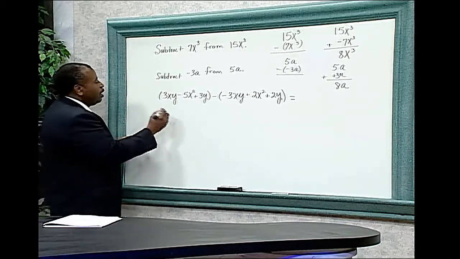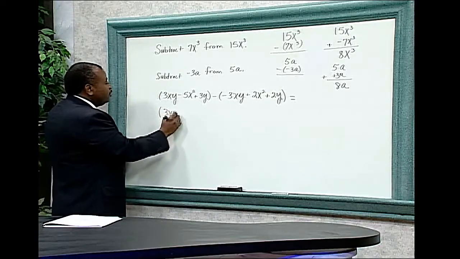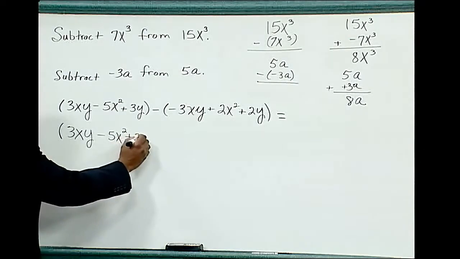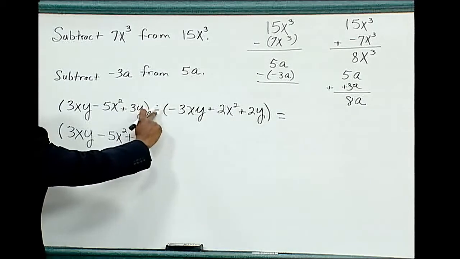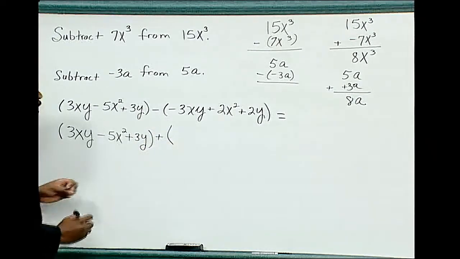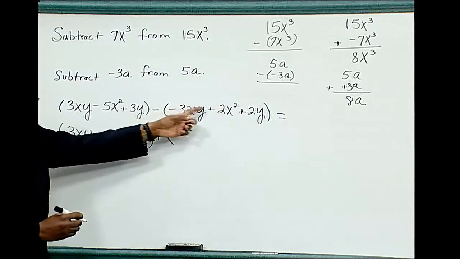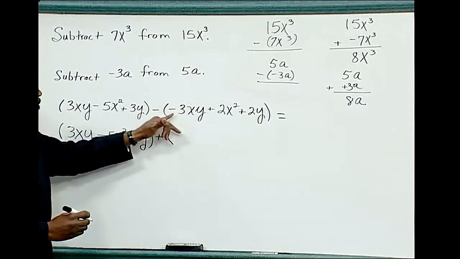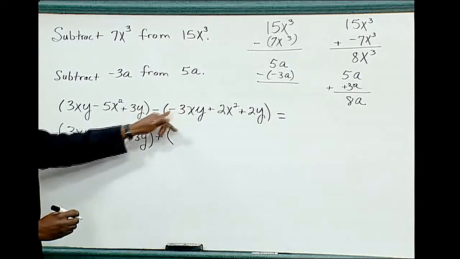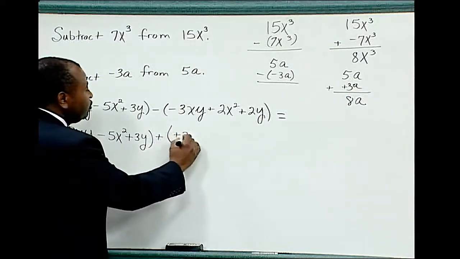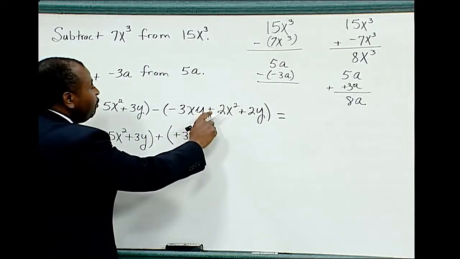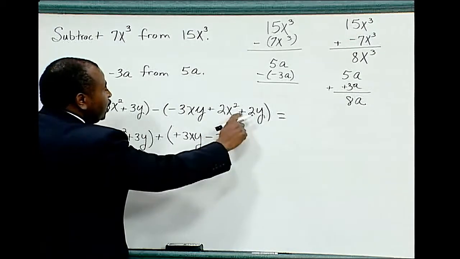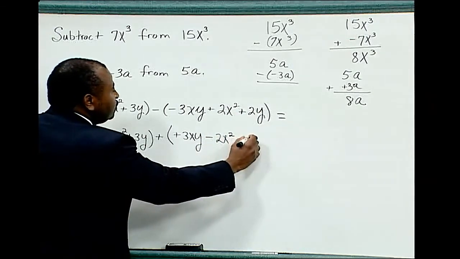One way we can do this problem is by rewriting this expression in a different way. 3xy minus 5x squared plus 3y. Change subtraction to addition. Then we can change all the signs of the numbers in the second algebraic expression to the opposite sign. Negative 3xy becomes a positive 3xy. A positive 2x squared becomes a negative 2x squared. And a positive 2y becomes a negative 2y.